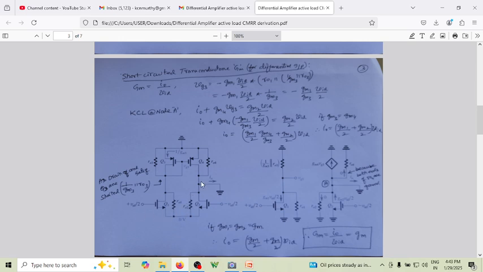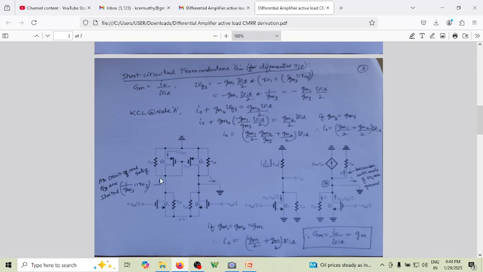To find this, let us find an expression for I naught. To find the value of I naught, we write the KCL at node A. Suppose this is node A here. Of course, you can see why this is written so, from this to this.